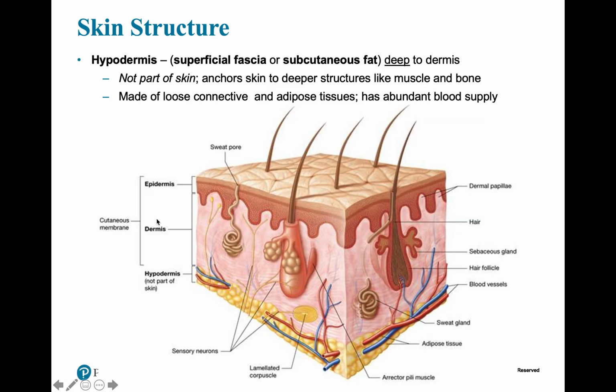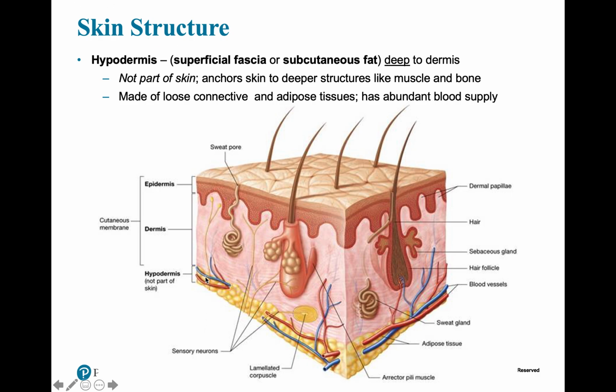Oh, so here, hypodermis. Some other terms that you might hear the hypodermis be referred to as is superficial fascia. So fascia refers to connective tissue that kind of anchors organs together. It's a loose-ish connective tissue that helps just kind of hold organs together and anchor them to one another.